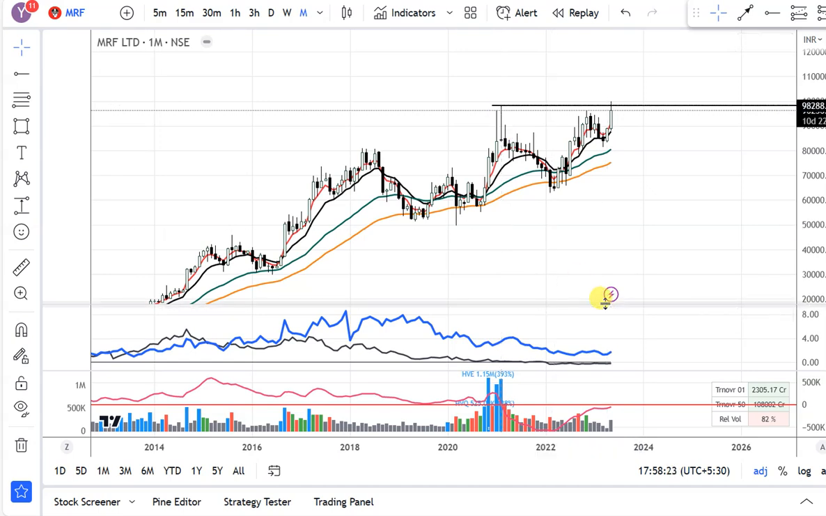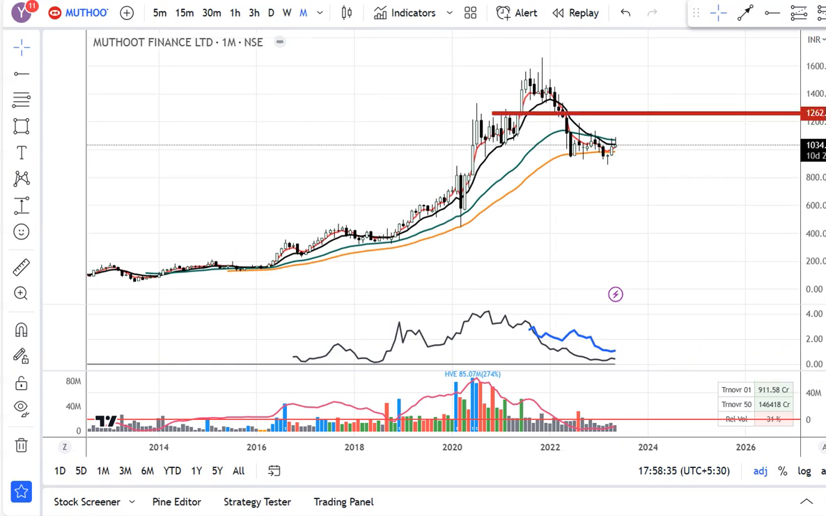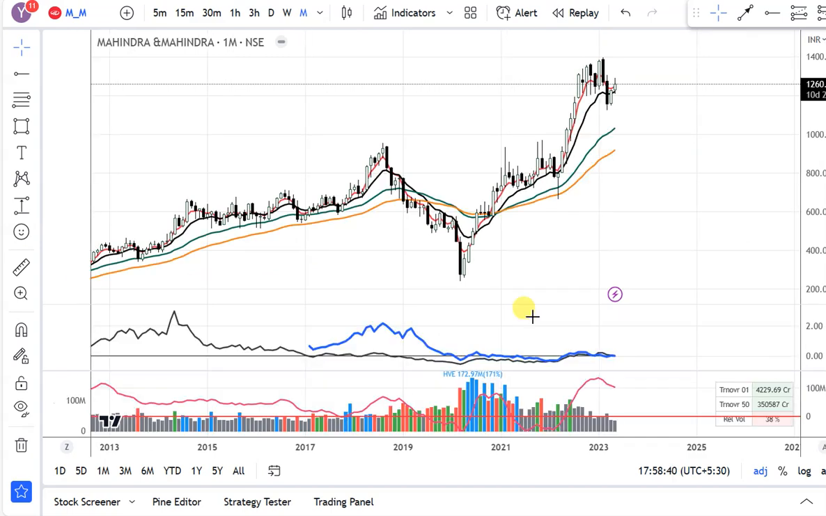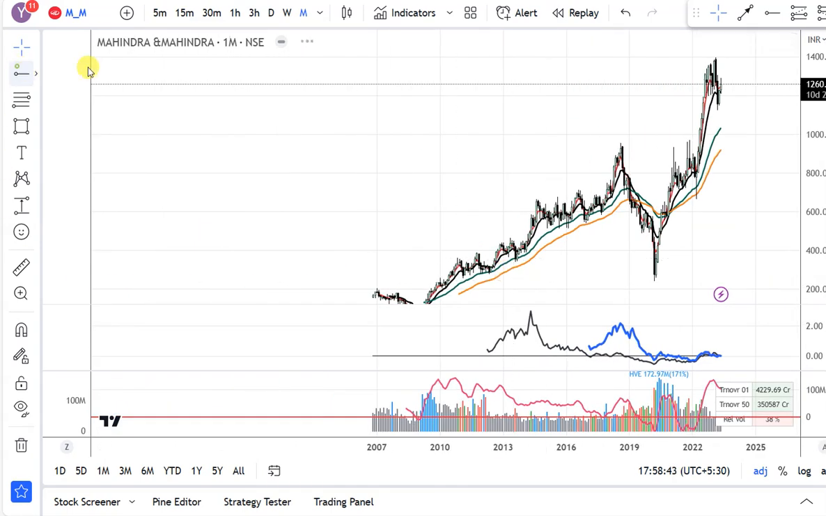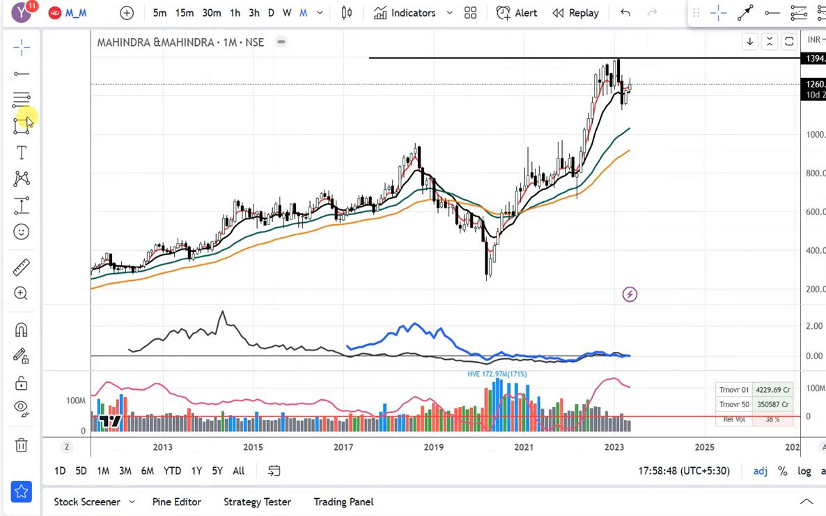Muthoot Finance, nothing is going on. Mahindra and Mahindra, unless it gives a breakout above 1395, the stock is under the range of 1115 to 1400 levels. So let's wait and watch. Mahindra and Mahindra Financial is reaching the higher time frame, 1 hour, all-time high. So it is going to struggle out here. So there is nothing much.